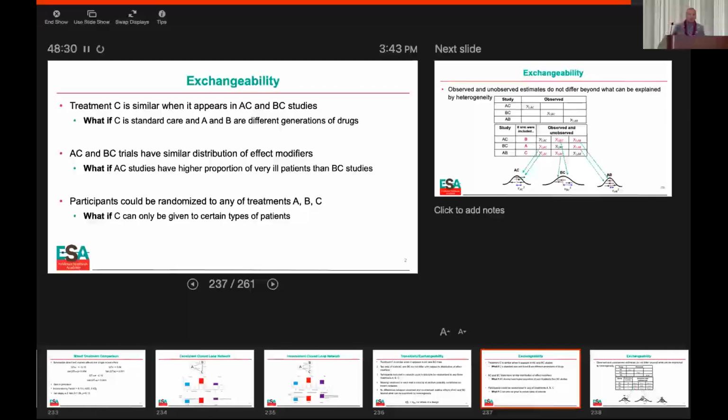So what are some examples here? What if C is standard care and A and B are different generations of drugs? Then the standard of care may have changed over time. So even though it's standard care, the standard care in the AC trial may be very different from the standard care in the BC trial, and that might lead to inconsistency. Another example: what if the AC studies have a higher proportion of very ill patients than the BC studies? Then when I start combining them into an indirect comparison, I'm combining estimates from two different sets, and they may be very different. And finally, what if C can only be given to certain types of people? Then I certainly couldn't have randomized people to any of the treatments. People who can't get C can't be in any trial with C.